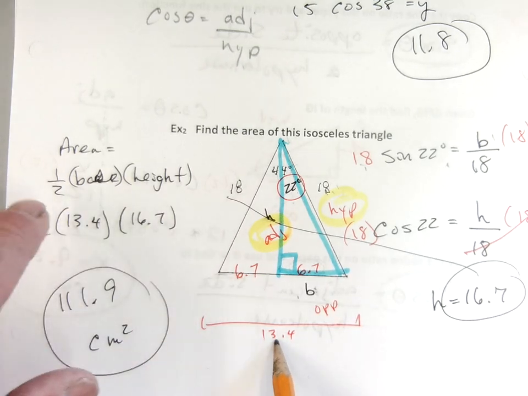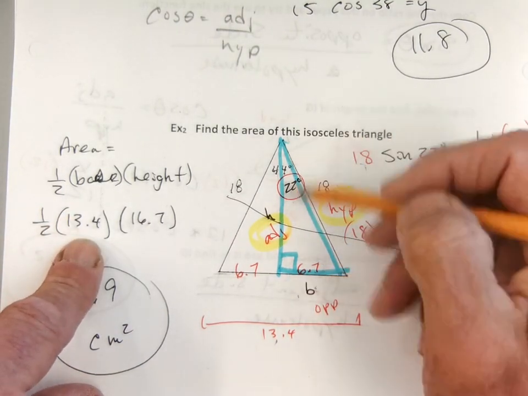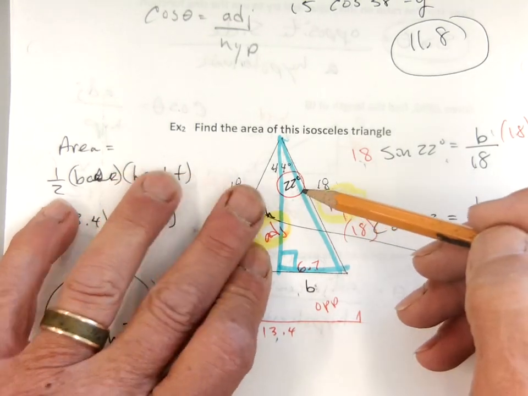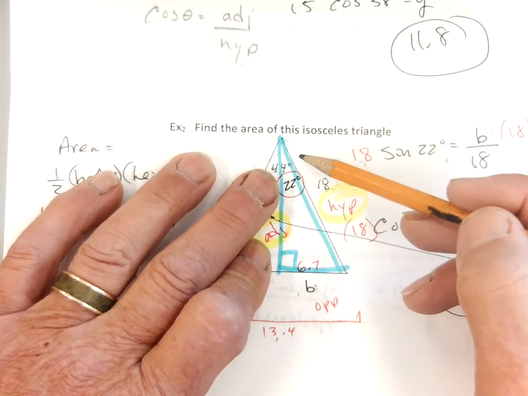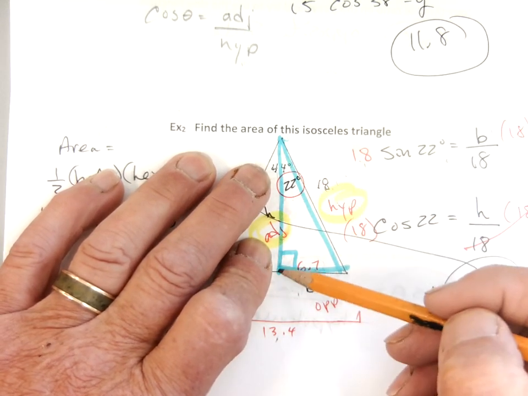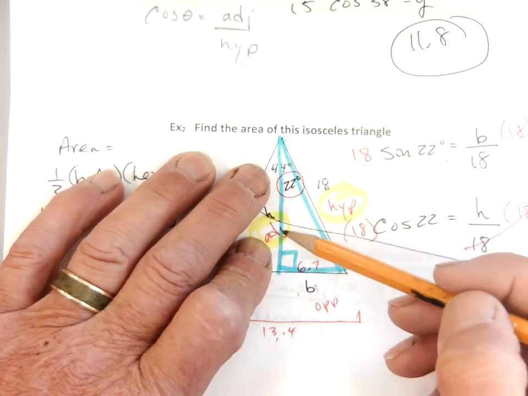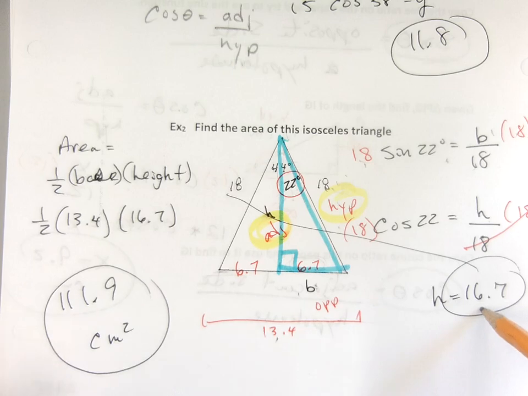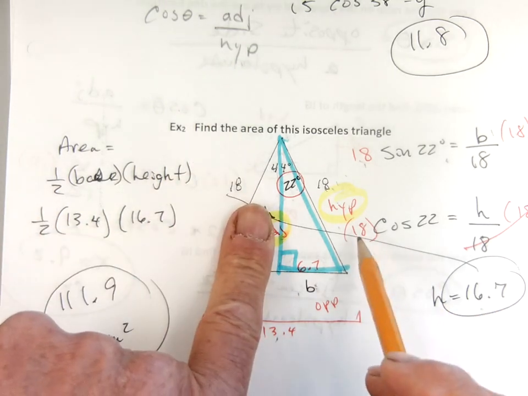All right, good. I got the base. I needed the height. So to get the height, I just used cosine, because I've got from my angle, again, I'm using the blue right triangle, adjacent over hypotenuse. Adjacent over hypotenuse gives me the height of the triangle. My adjacent, I don't know, I called it h. My hypotenuse is 18. Multiplied both sides by 18. I got the height to be 16.7 when I use my calculator.